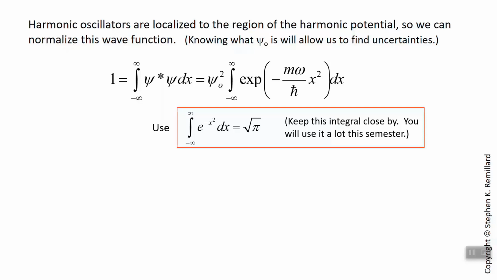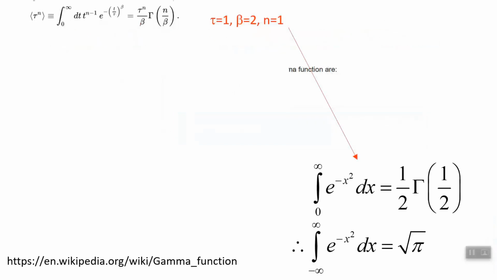And you may use that. You have to do a little u-sub in order to make the m omega over h bar x squared rectify with the differential dx, but that's not too challenging. Let's talk about where this integral comes from. And for that, we need to pay a little visit to Wikipedia and ask about gamma functions.